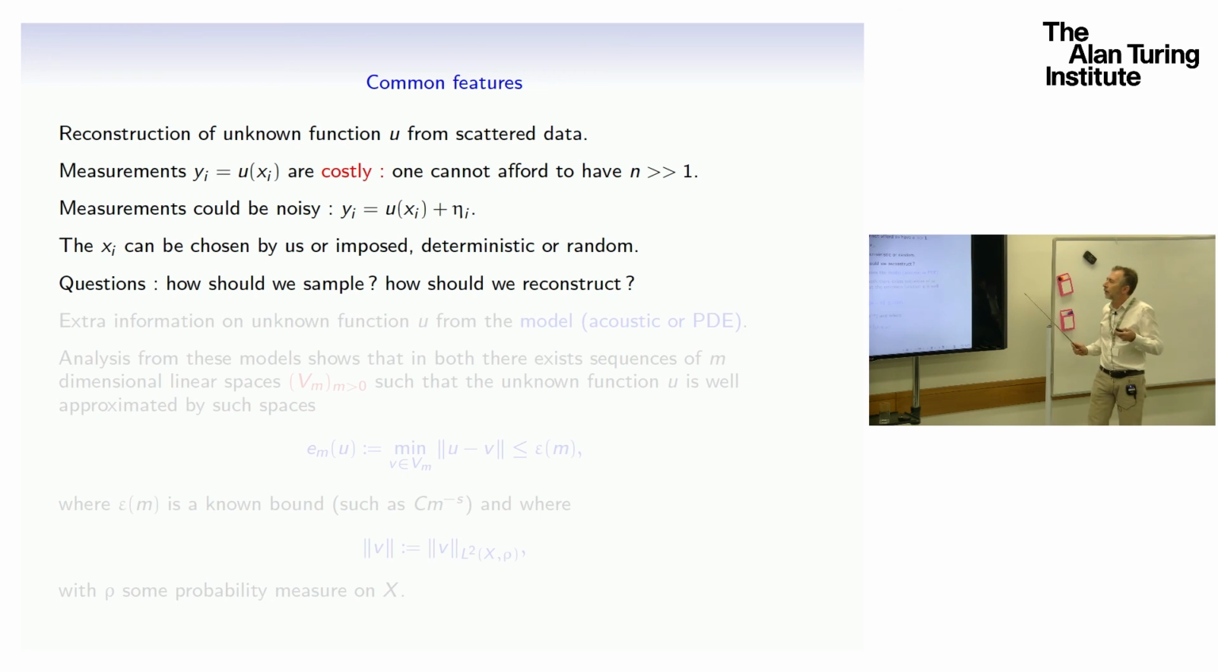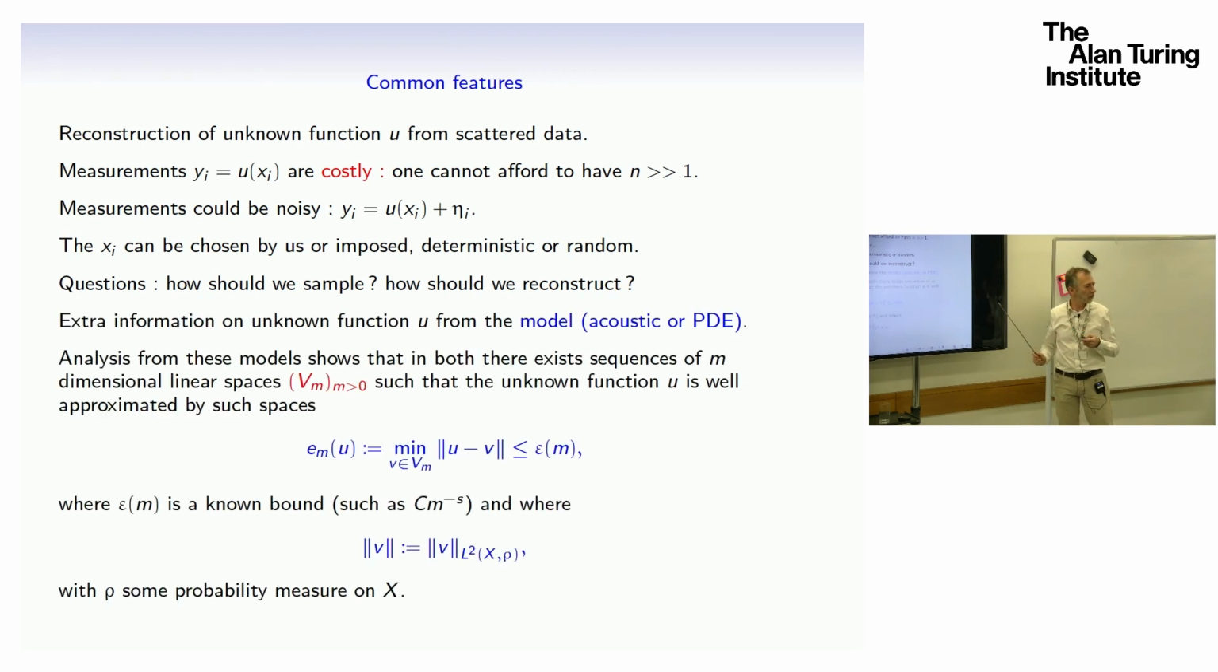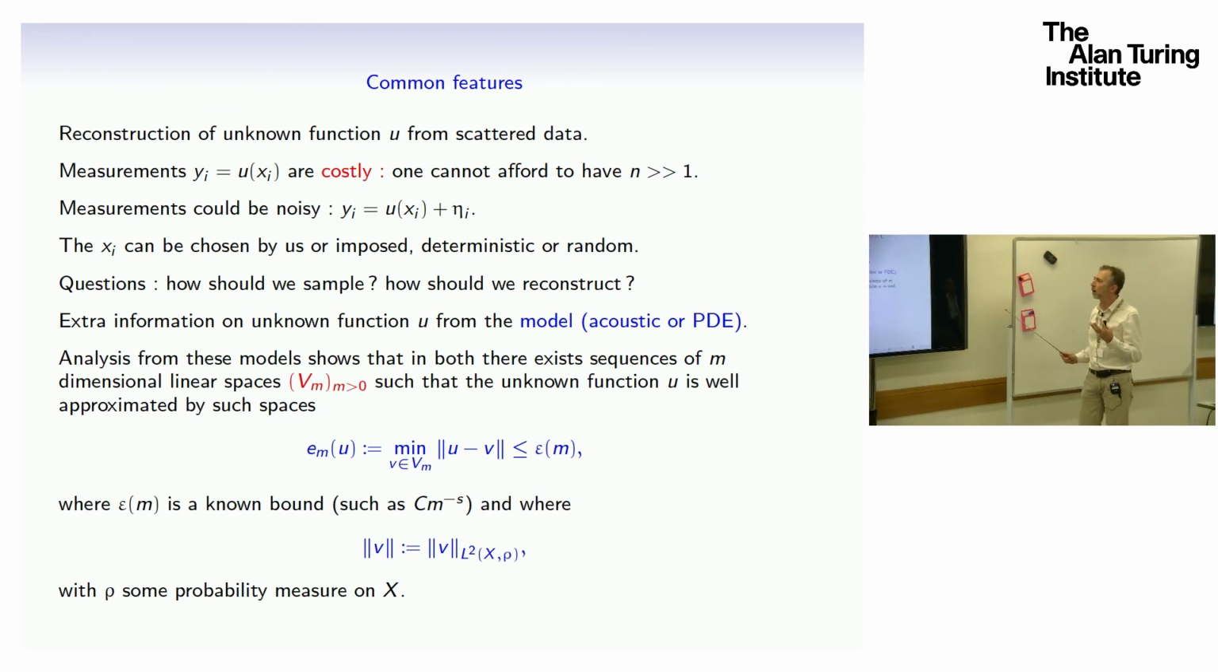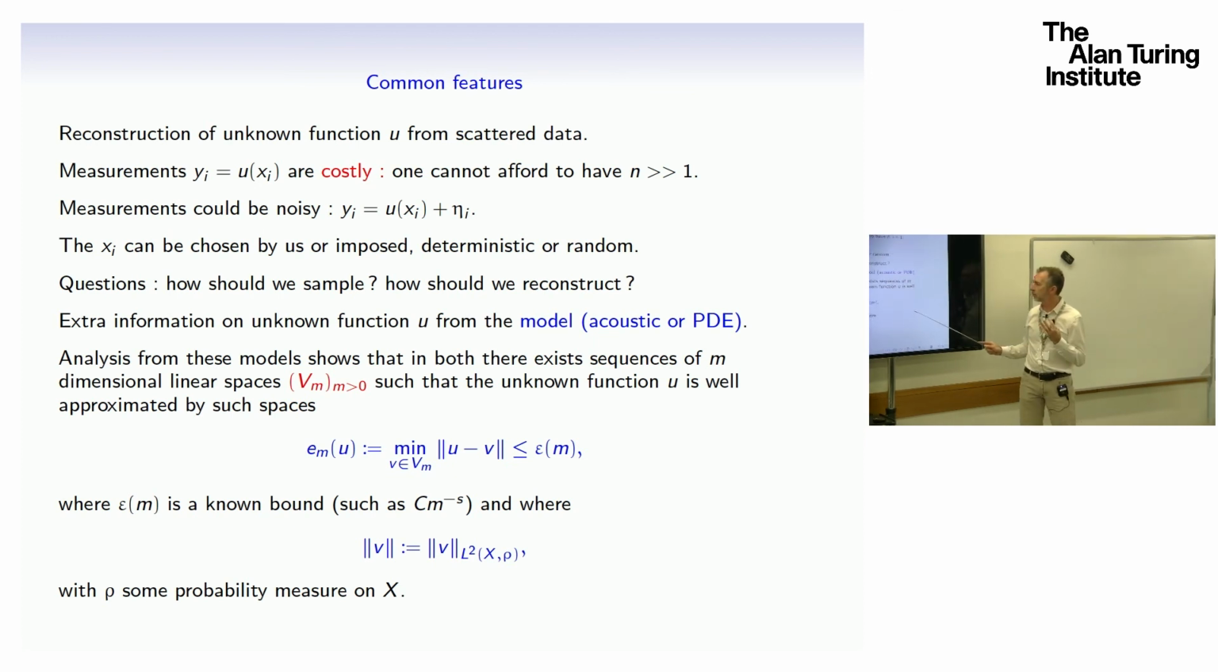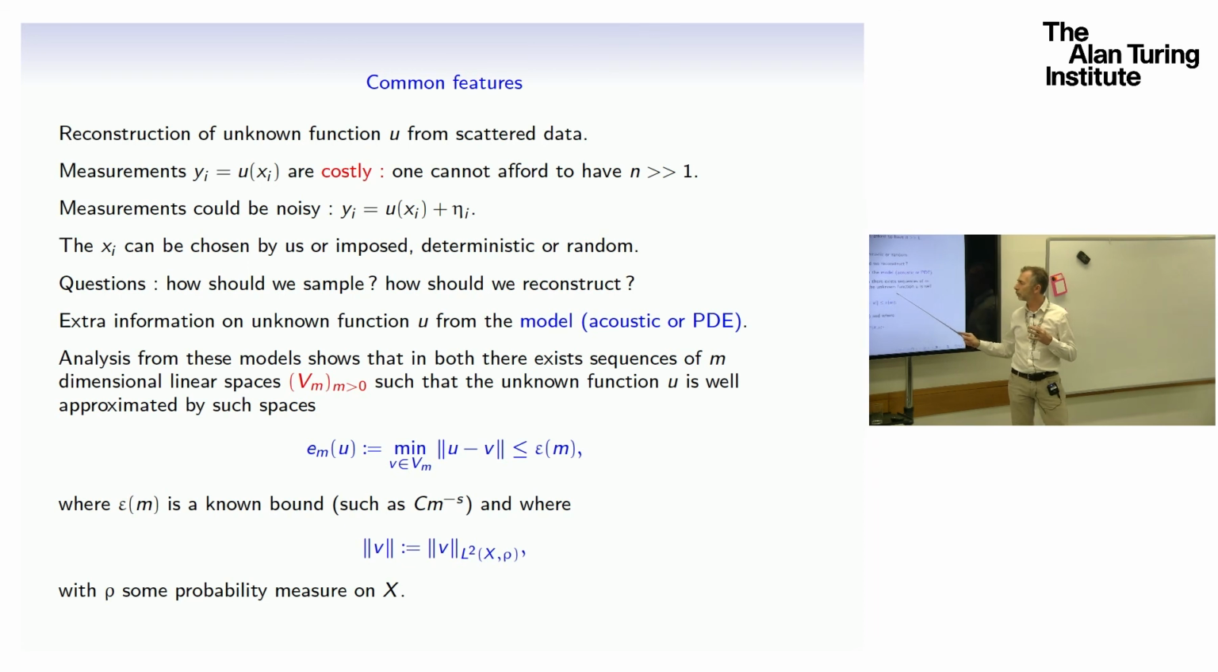You can only give a meaning to that if you have some prior information. And here, prior information will be in terms of approximability. Why? Because these examples come from a certain model. In the first case, an acoustic model. In the second case, this diffusion PDE. And the analysis typically shows us that there exist well-chosen linear spaces of growing dimension m such that your solution is well approximated by such spaces up to a certain known tolerance.